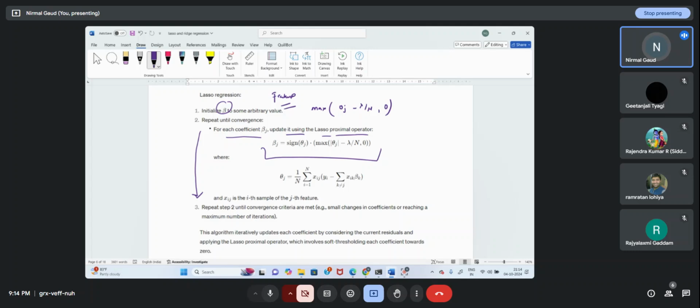Theta is a feature because beta is a coefficient. So theta is a feature. So theta minus lambda by n. Lambda, you very well know, is the regularization parameter. Capital N may be the number of data points, samples.